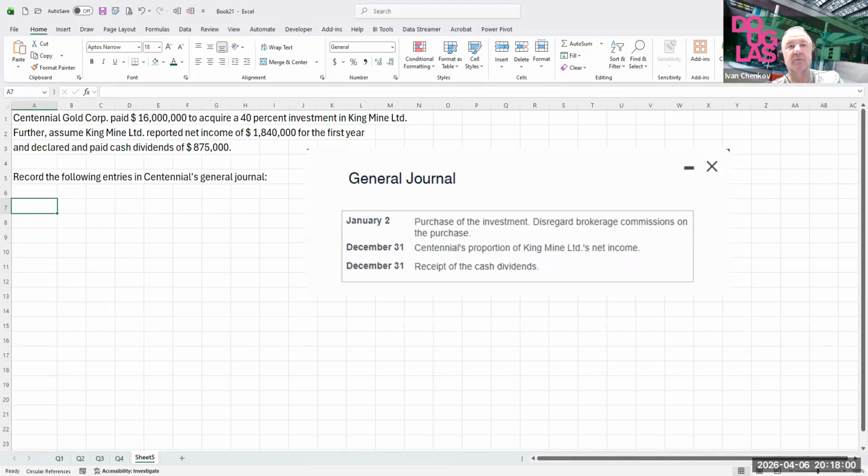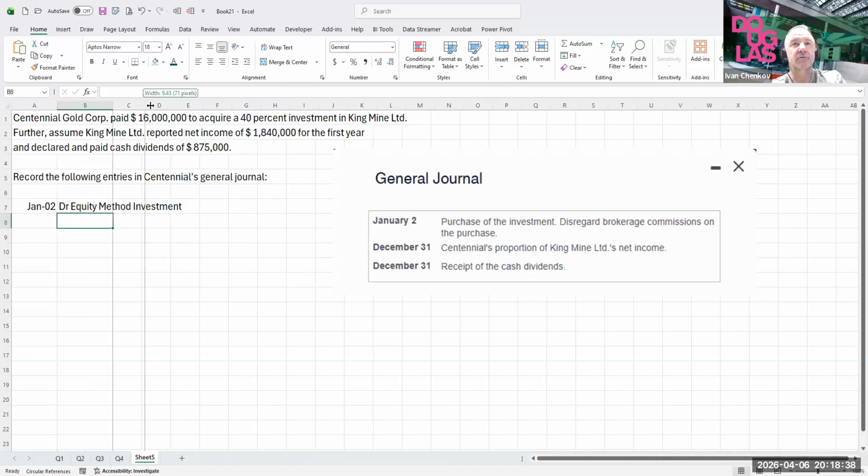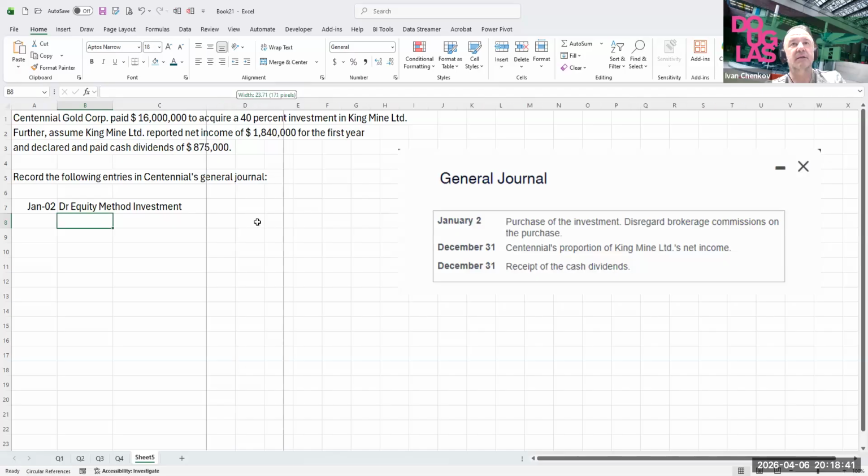Now, again, the good thing with you is you don't have to write the accounts. So what you're going to do, you're going to have a drop-down menu, from which you have to choose the account. And that will be debit. In this case, debit will be equity method investment. I'm going to shorten it because I don't want to write the entire name here. You can scratch your head during the exam and get the right entry.